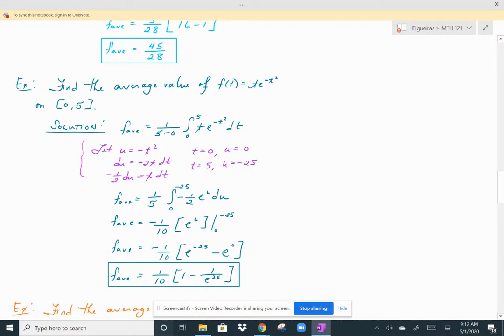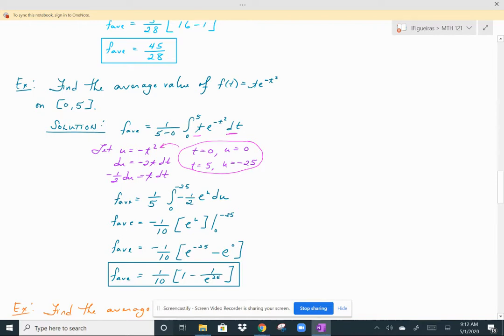So u is negative t squared, du is negative 2t dt, but you have t dt in your original problem. So get rid of the negative 2 by multiplying by negative a half. So negative 1/2 du equals t dt, and that's what gets substituted for what I underlined in the original problem. I'm also going to reevaluate the limits. So when my lower limit is 0, when t is 0, you plug into u right here.